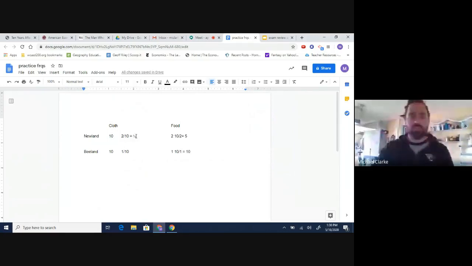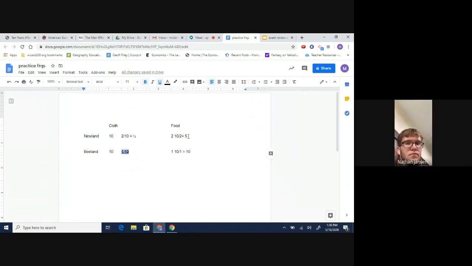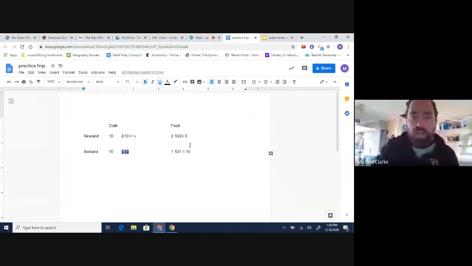In the category just for cloth, the opportunity cost for Newland is 1/5. For Beeland, it's 1/10. So here, the opportunity cost for Beeland is lower, so I'm just going to bold and underline that. For Newland, the opportunity cost is 5 for producing food, 5 units of cloth. For Beeland, they would be giving up 10 units of cloth. So Newland has the comparative advantage in producing food, and Beeland has the comparative advantage in producing cloth.